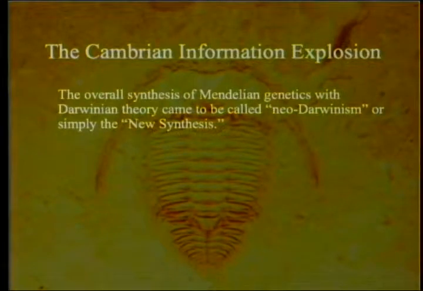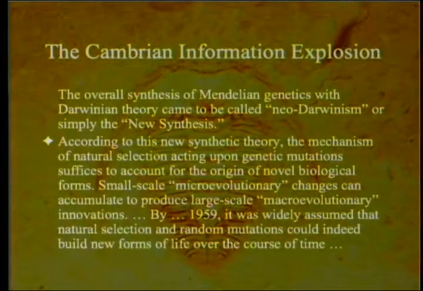The overall synthesis of Mendelian genetics with Darwinian theory came to be called neo-Darwinism, or simply the new synthesis. According to this new synthetic theory, the mechanism of natural selection acting upon genetic mutations suffices to account for the origin of novel biological forms. Small-scale microevolutionary changes can accumulate to produce large-scale macroevolutionary innovations, which is why evolutionists often argue that there really is no difference between the two. So if you accept mutations in bacteria, then you've got to accept molecules to man.